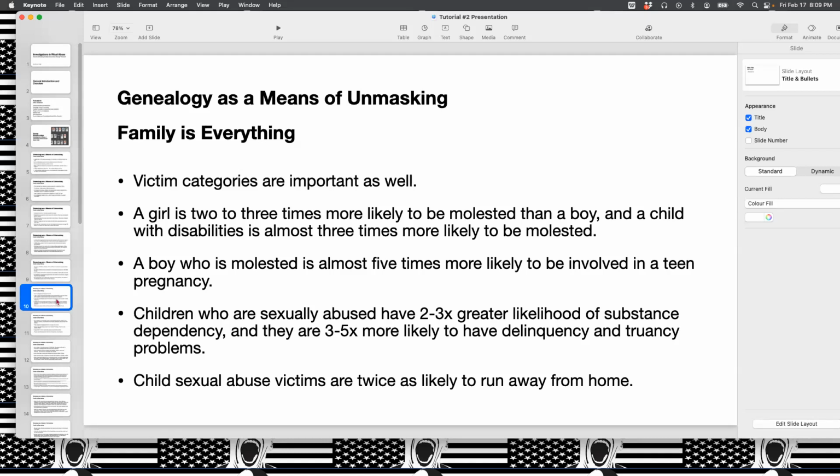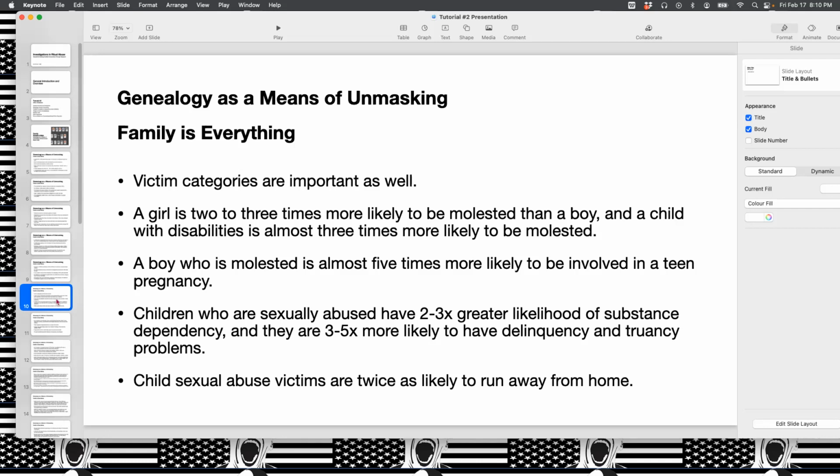A girl is 2 to 3 times more likely to be molested than a boy, and a child with disabilities is almost 3 times more likely to be molested. For a boy who is molested, as he gets older he's going to be almost 5 times more likely to be involved in a teen pregnancy. If you remember Tom Green, the polygamist, his son William at 18 was married, and he was also cruising MySpace to find a 13-year-old girl that he raped. You're going to see things like that emerge over their teenage years.